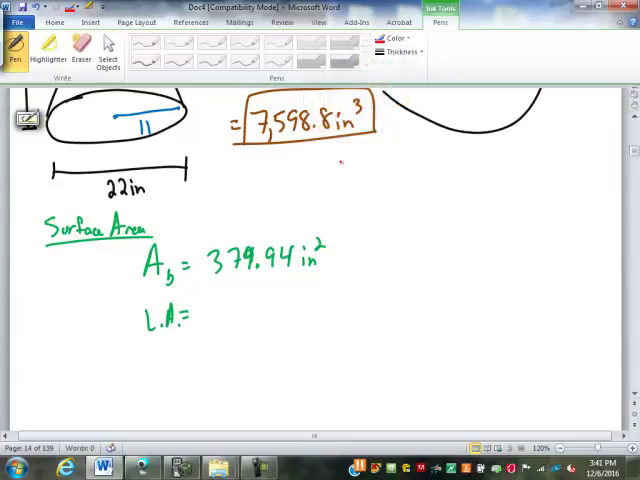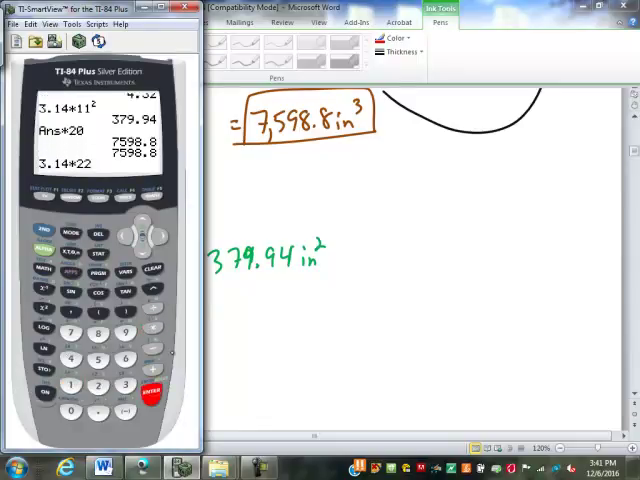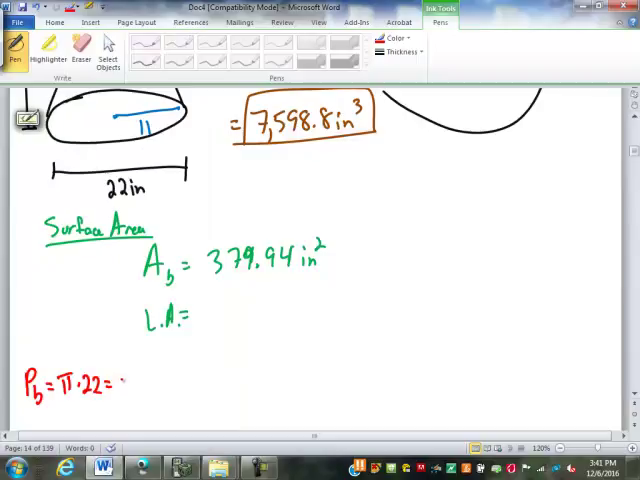To find the lateral area, we need two things. We need the perimeter of the base. That's a circumference, so that's just going to be pi times the diameter, pi times 22. So 69.08.